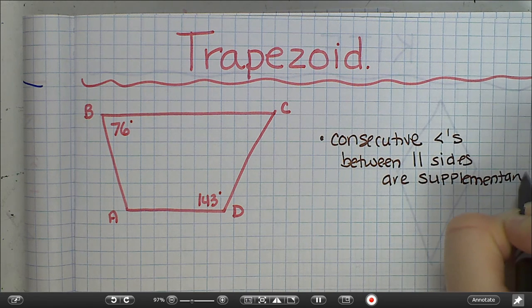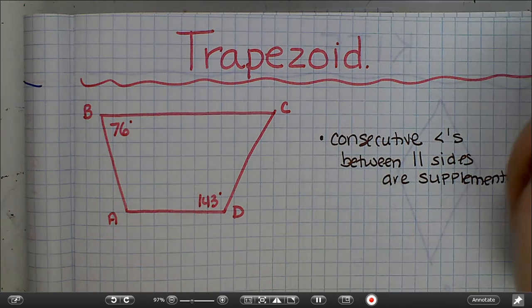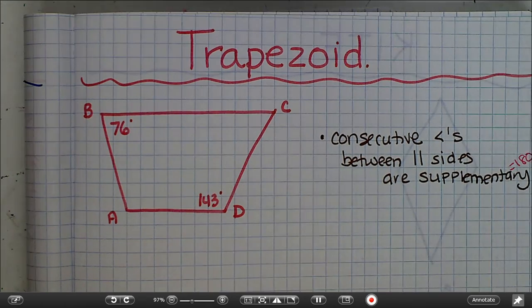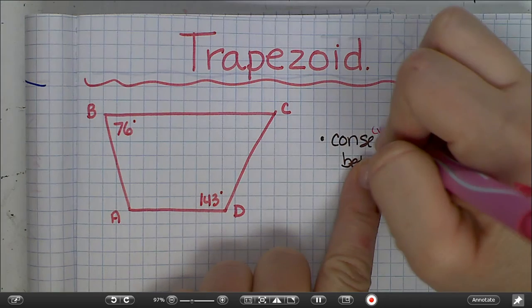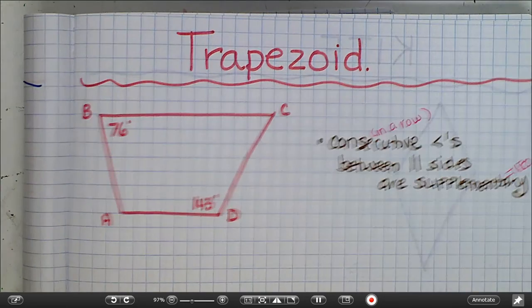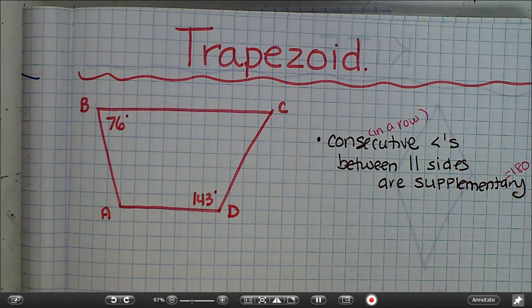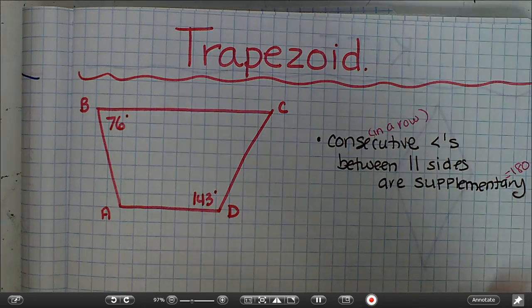And remember that supplementary means adds up to 180. So to turn this into normal English, consecutive in a row, angles between parallel sides are supplementary. That is literally the only property of a regular trapezoid, a plain old normal trapezoid.